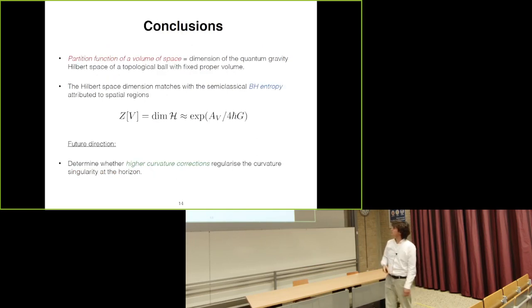Now, to conclude. We constructed the partition function for a volume of space, and we argued that it is actually the dimension of the quantum gravity Hilbert space of a topological ball of fixed spatial volume. And in the saddle approximation, this Hilbert space dimension matches with the Bekenstein-Hawking entropy attributed to spatial regions. So we get e to the A over 4G.